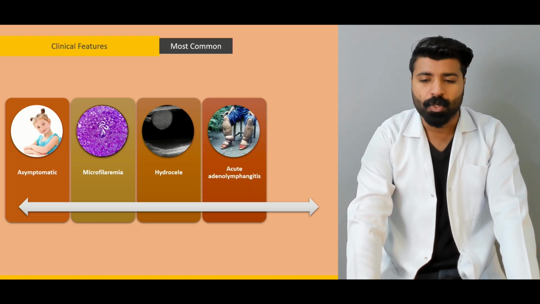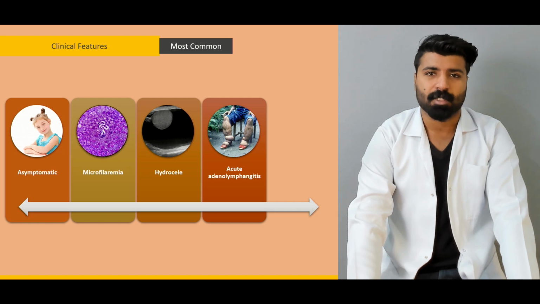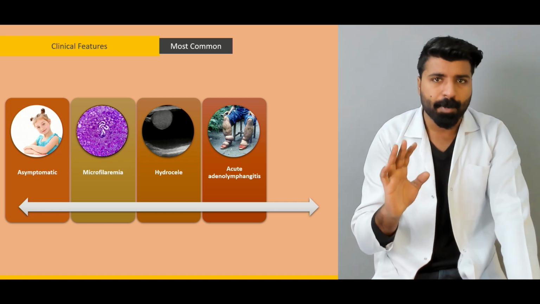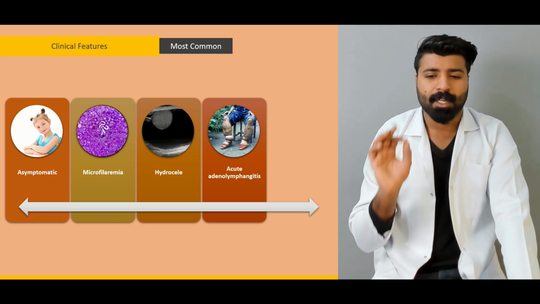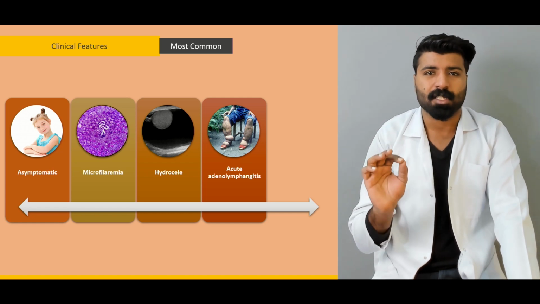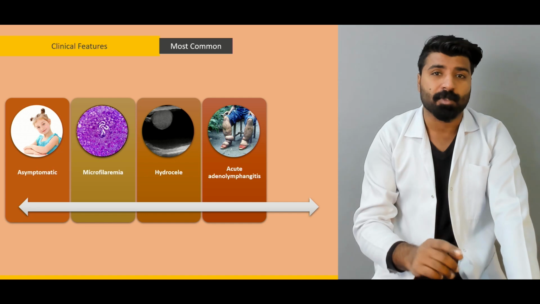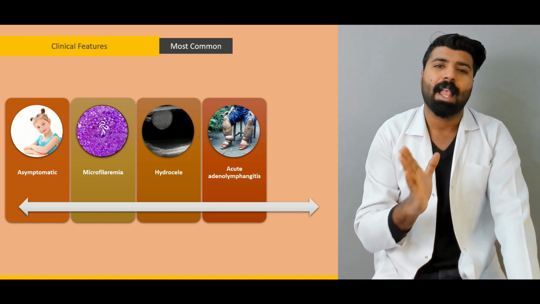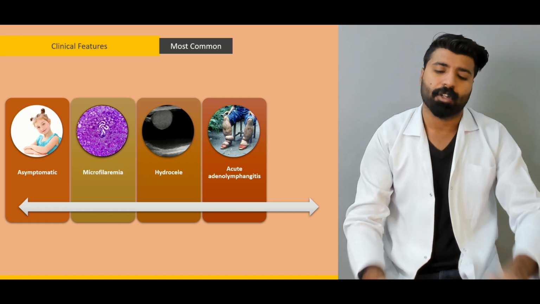Next on, acute adenolymphangitis. We talked about lymphatic obstruction. We talked about lymphatic dilation. We talked about what it is caused by. So acute adenolymphangitis is one of the most common symptoms. It's acute, it's not chronic, it's just acute. It can be alleviated, it can be relieved.